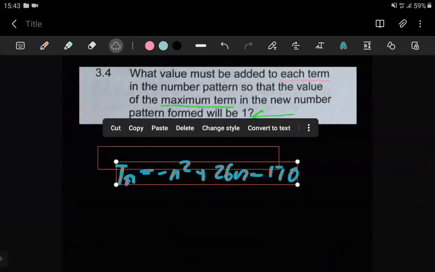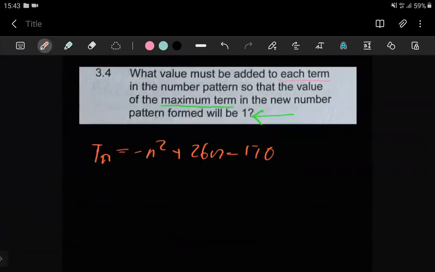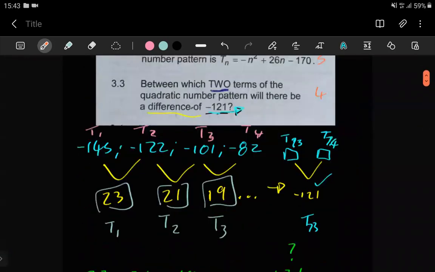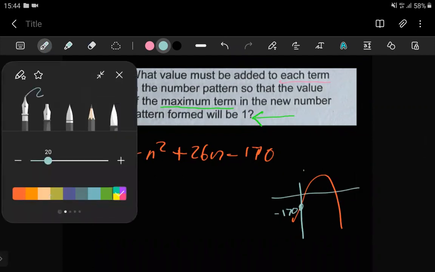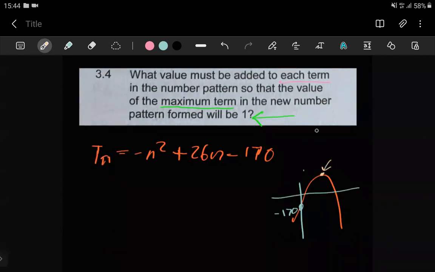So with this question, this is our general term. The one thing we always need to be blunt about is that this is a quadratic number pattern, or that this is a quadratic, it's a parabola. It's going to be a frowning graph, and your y-intercept is going to be negative 170. So with something like this, we already know that this parabola will obviously have a maximum value.